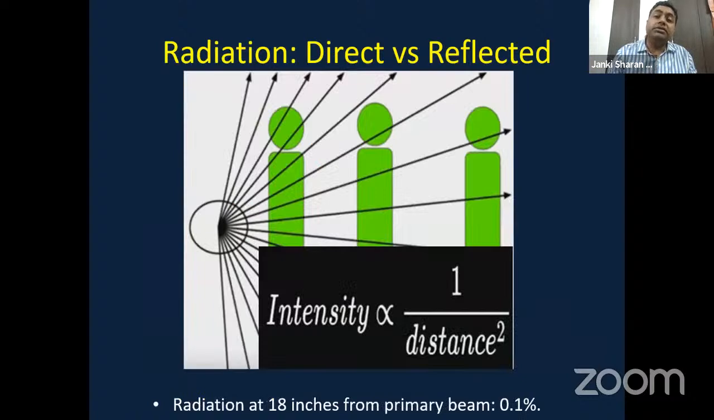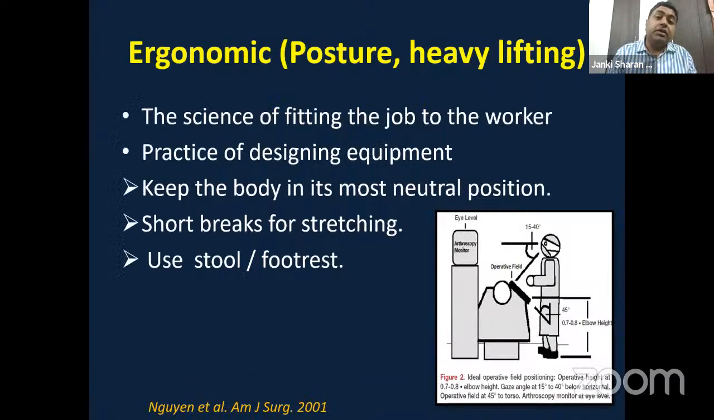Then the radiation intensity decreases with the distance. Even if you keep yourself 1.5 feet away from the beam, you're getting just 0.1% of the radiation.